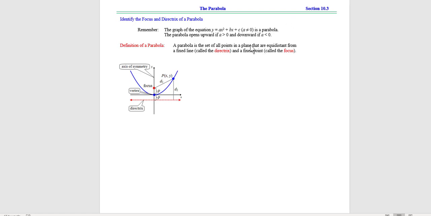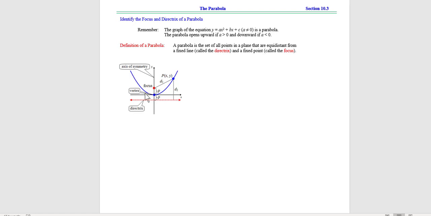Well, a geometric definition of a parabola is that a parabola is the set of all points in the plane that are equidistant from a fixed line called the directrix and a fixed point called the focus. This picture does a great job of setting up exactly what this is describing. This red line here I'm calling the directrix. The blue curve is our actual parabola, the usual shape we're used to seeing. And this red dot up here is called the focus.